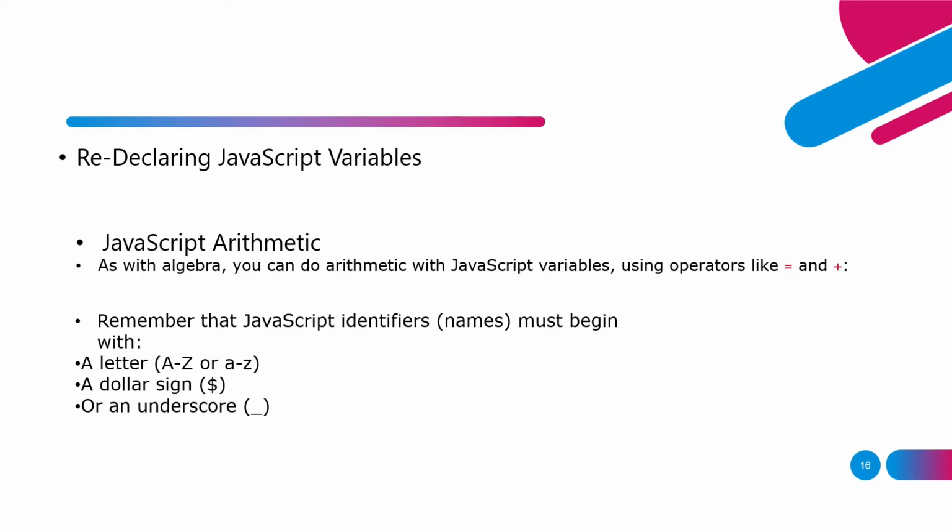Redeclaring a JavaScript variable is also possible with let and var statements. JavaScript arithmetic: as with algebra, you can do arithmetic with JavaScript variables using operators like equal to, plus sign, and minus. Remember that a JavaScript identifier must begin with a letter, A to Z uppercase or a to z lowercase, or a dollar sign.